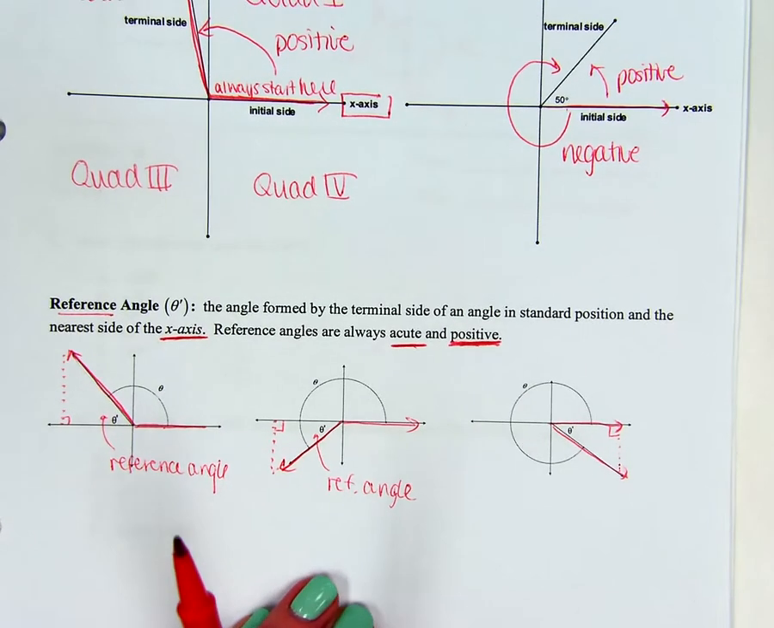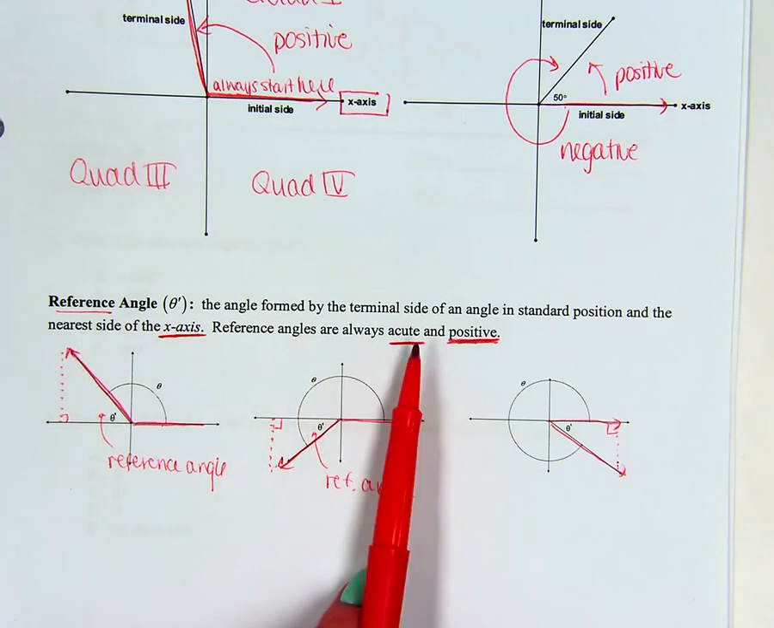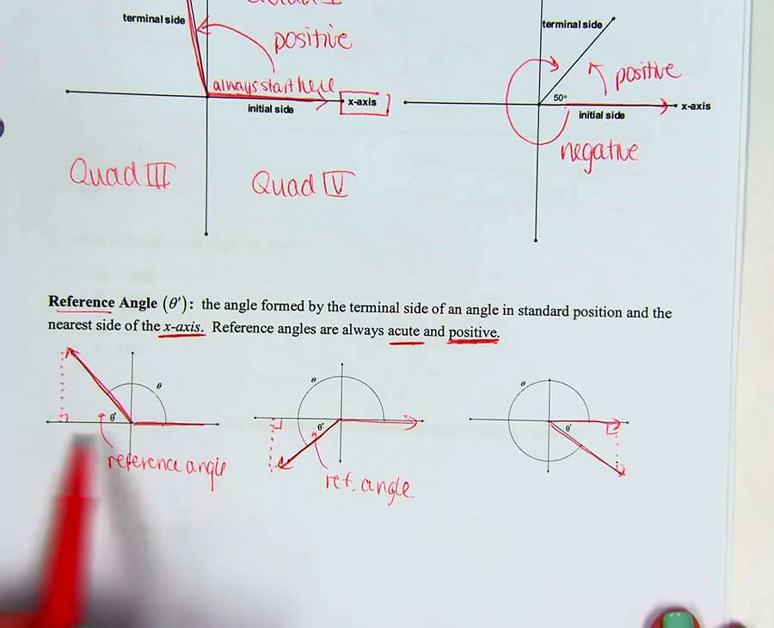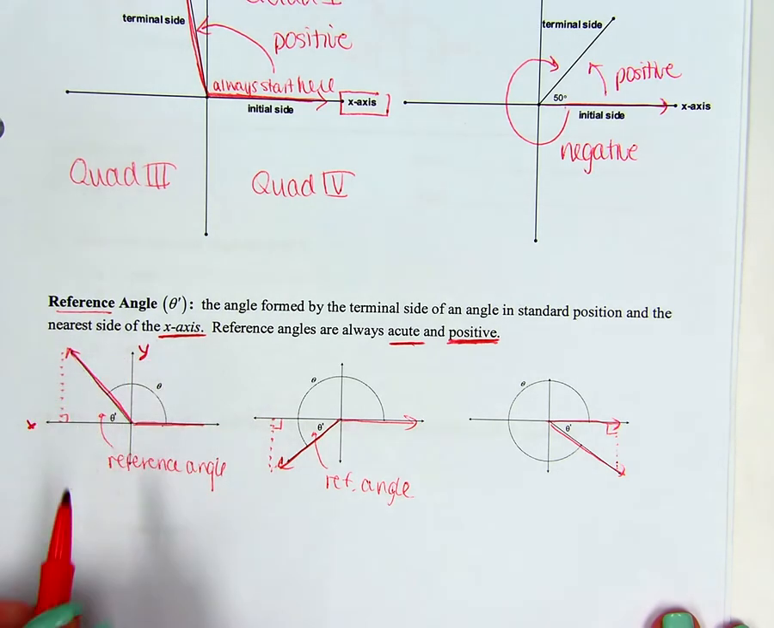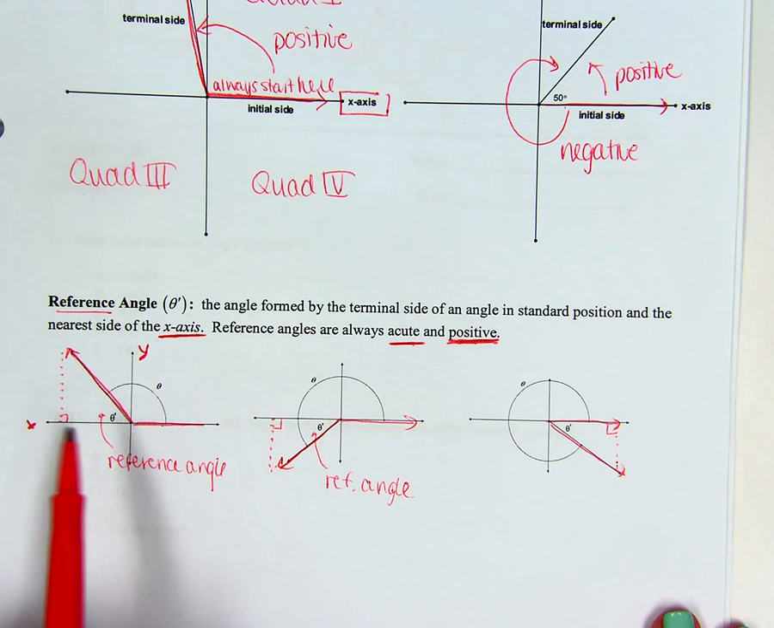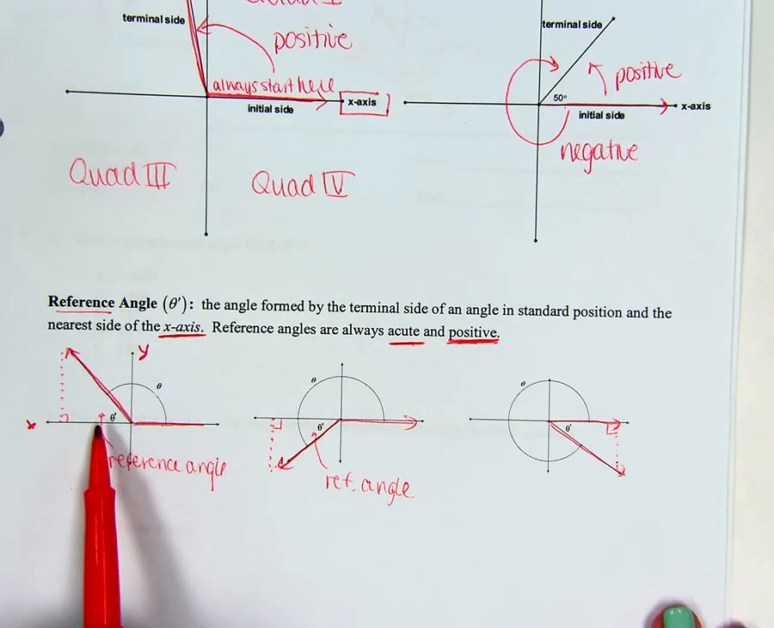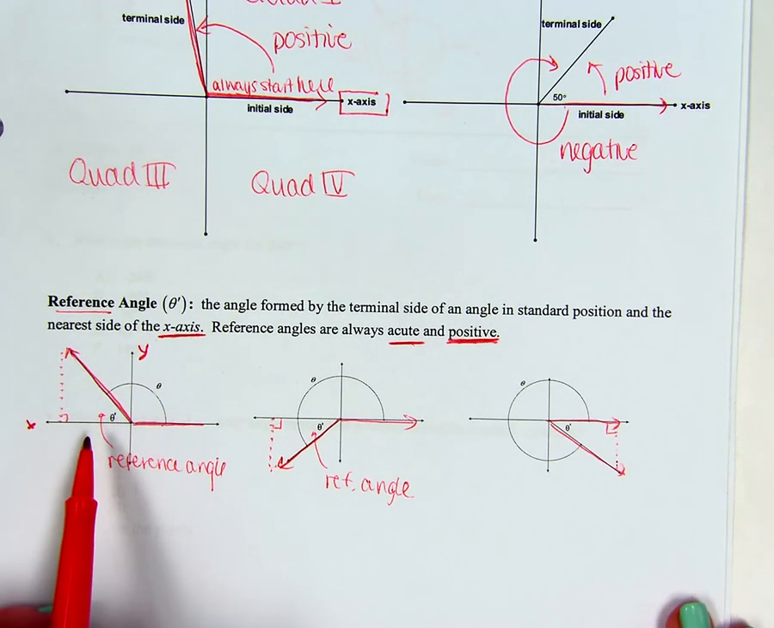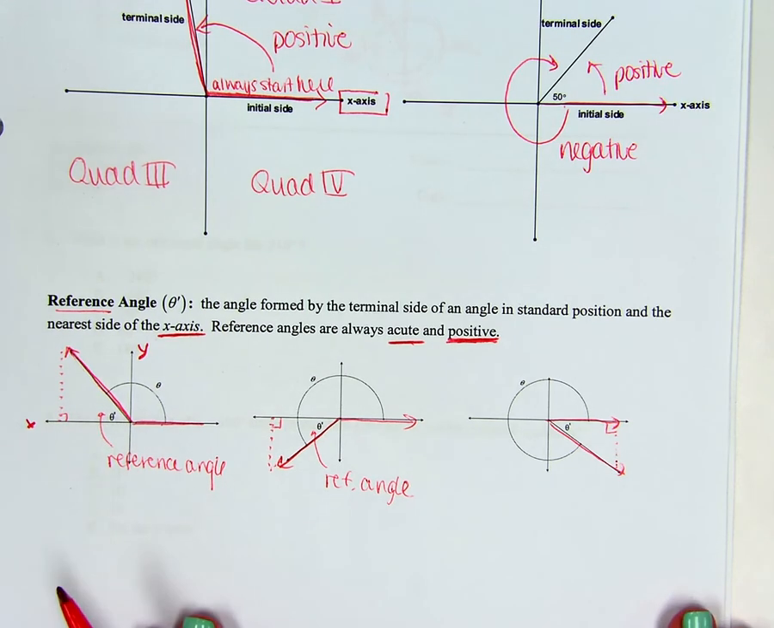And then at the bottom here, we have our reference angle. So that is the angle formed by the terminal side of the angle in standard position, nearest side of the x-axis. So again, super important that you remember that this is the x and this is the y. And it's formed by the terminal side of the angle. So we'll talk a little bit about that. So we have our reference angle right here that's labeled. You can see this is kind of a little sneak peek as to what we're going to be doing. But we're going to be creating a right angle here. So that's what our reference angle is.